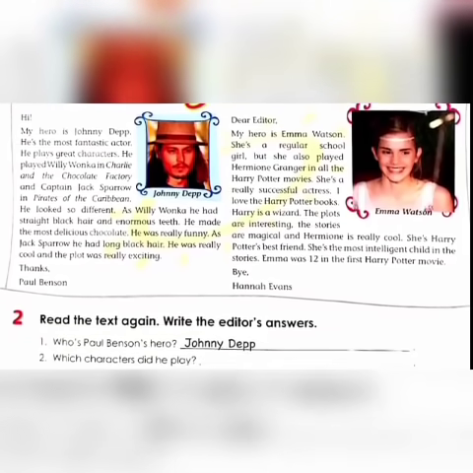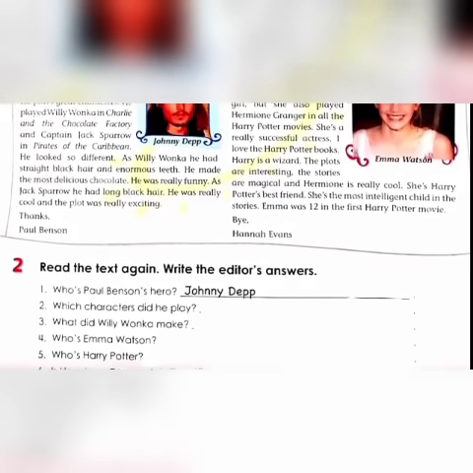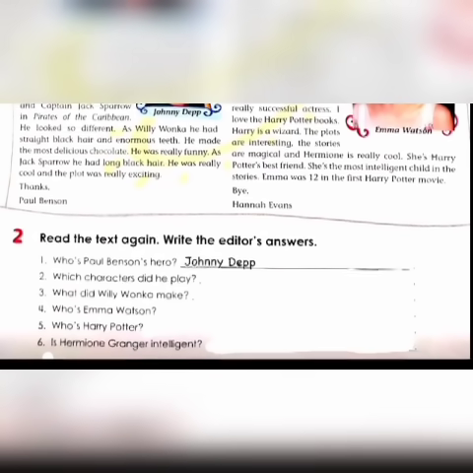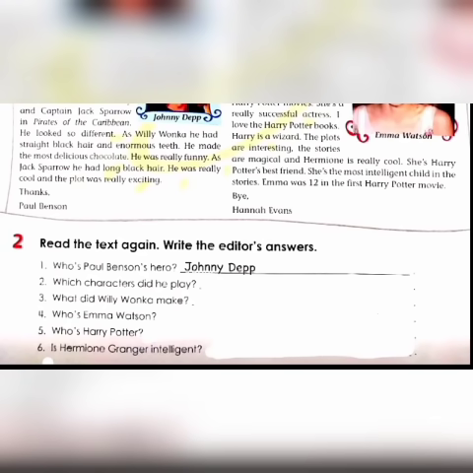Okay, so now we're going to move to the questions that you have here. Number 2, read the text again. Write the editor's answers. When we say editor, as I said to you, it means the person who decides what to include in a book or newspaper or in a magazine. So the first question you have, who's Paul Benson's hero? Which means who is the hero of Paul Benson? Then the answer is Johnny Depp. The second question, which characters did he play? Which means Johnny Depp, which roles did he take in the movies? Of course, you read the first letter, then you write the correct answer.